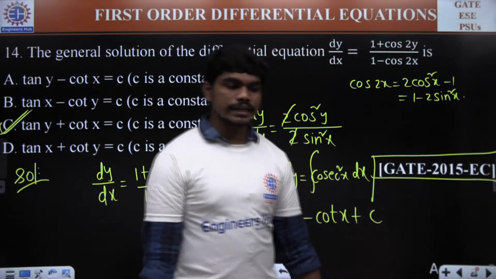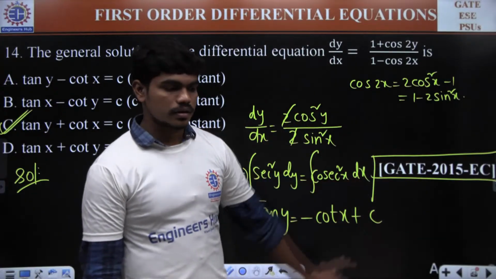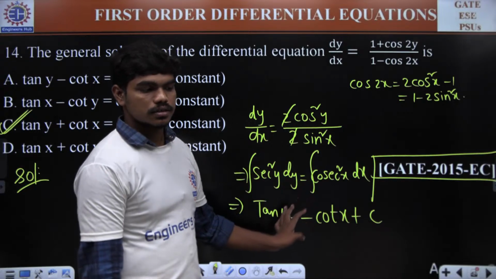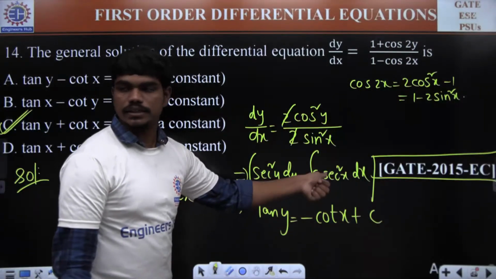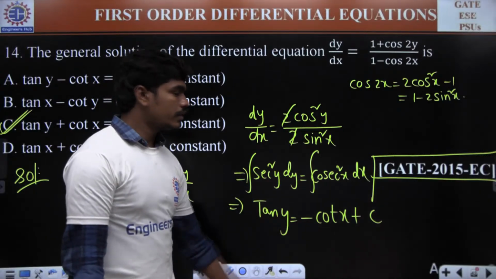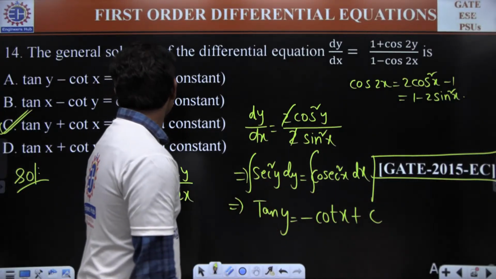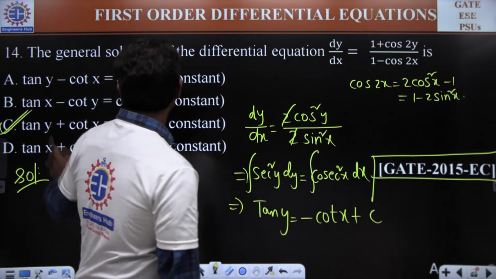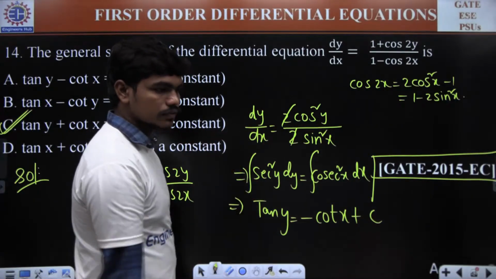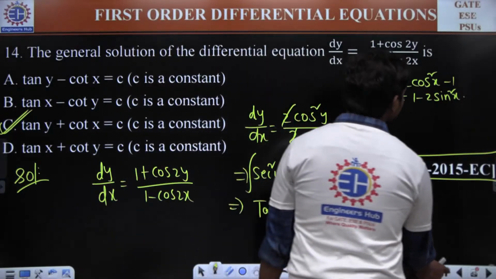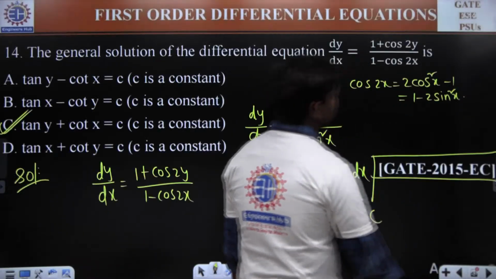Is there any difficulty for anyone in this question? Did you all understand this? You need to be careful with plus and minus signs here. If you write this as minus cot x, then your answer changes: tan y minus cot x equal to constant. You will be opting for the first option, but that is actually wrong. So C is the correct answer for this. And what's the time, by the way? We are continuously discussing the problems. 10:42. Okay.